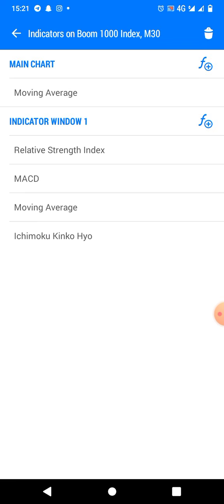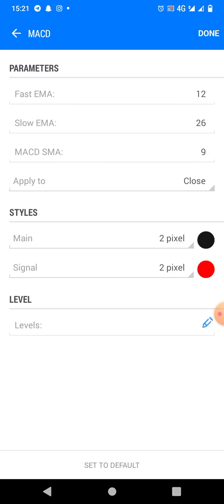The next indicator we have is the MACD. Fast EMA 12, slow EMA 26, MACD SMA 9. Apply to close. Main 2 pixel black, signal 2 pixel red. When you're done, click on done.